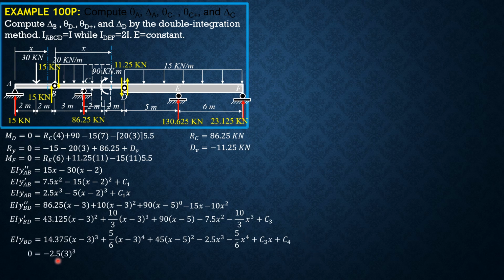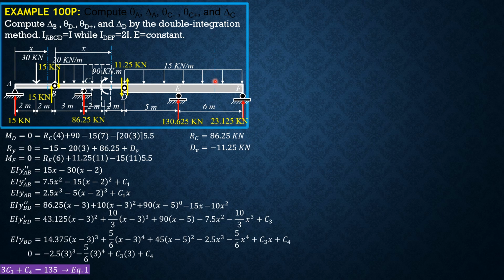Then boundary condition, when x is 3, y at C is 0, so into this equation here. So this first term is 0, the second term 0, third term is ignored, negative. So let's begin with negative 2.5 x cubed, so negative 2.5 times 3 cubed minus 5 over 6 of 3 to the 4th plus C sub 3 times 3 plus C sub 4. So the first equation is 3C sub 3 plus C sub 4 equals 2.5 times 3 cubed plus 5 over 6 times 3 to the 4th, that's 135. Call that equation 1.